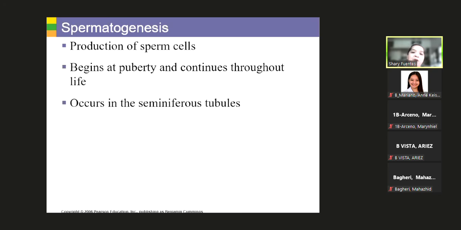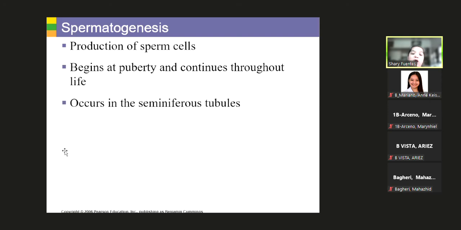Spermatogenesis. So spermatogenesis, we're talking about the sperm. Genesis means formation. So di ba sa Bible, Genesis is creation. Okay. So this is the production of the sperm cell. They begin at puberty and they continue. So puberty, that is mag-start kasi magiging adolescence. And they continue throughout life. They occur in the seminiferous tubules. I mean, that's the sperm forming factory natin.